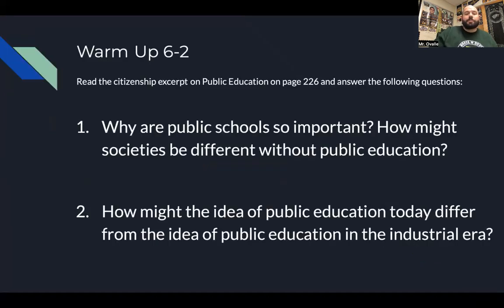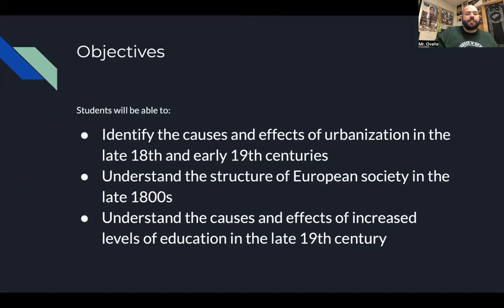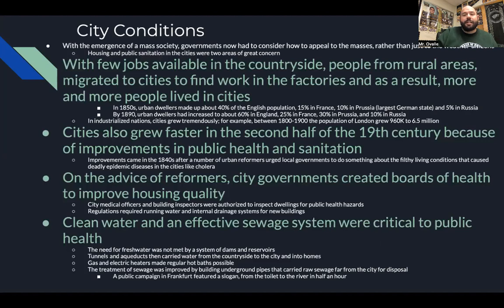That was your warm-up. Okay, objectives. We're going to identify causes and effects of urbanization in the late 18th, early 19th centuries. Understand the structure of European society in the late 1800s and understand the causes and effects of increased levels of education in the 19th century.